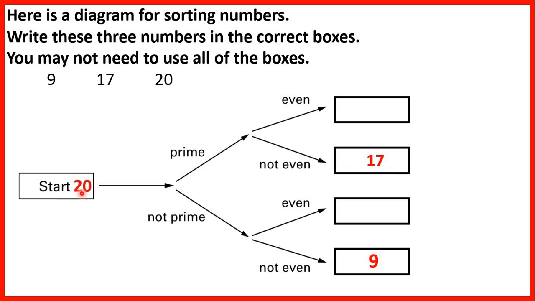And finally, we have the number 20. That's not a prime number because as well as 1 and 20, 20 is also in the 2, 4, 5 and 10 times tables. But 20 is an even number. It's a multiple of 2 and we know that because it ends in a 0. So 20 goes in this box here.